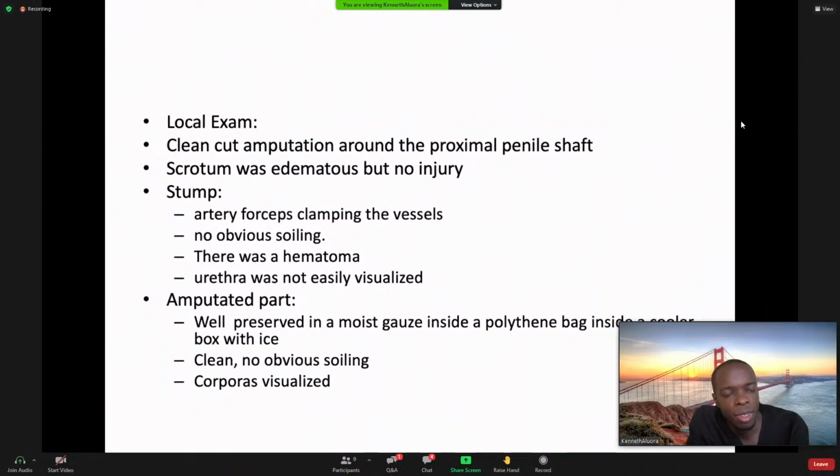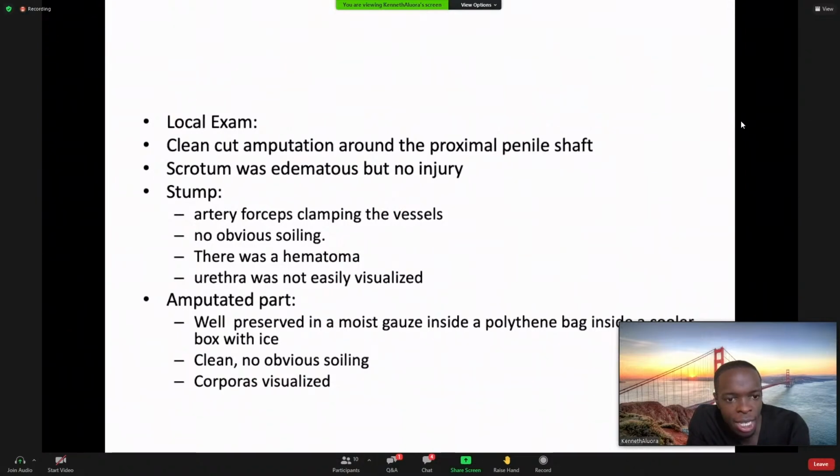And on local exam of the stump, the patient had a clean cut amputation around the proximal penile shaft. The scrotum was edematous, but there was no injury. The stump had artery forceps clamping the vessels, no obvious soiling, and there was a hematoma. The urethra was not easily visualized. That was at the Accident and Emergency department. The amputated part was well preserved in a moist gauze, as had been done at Embu.